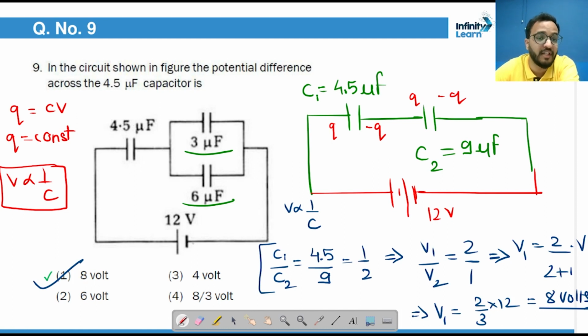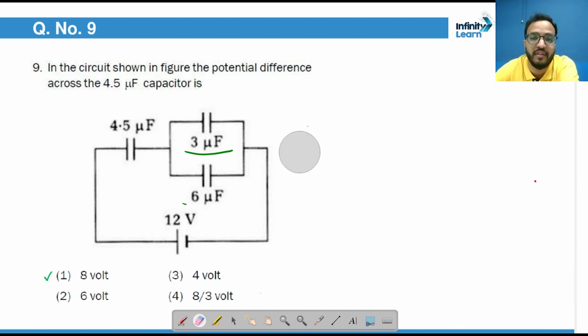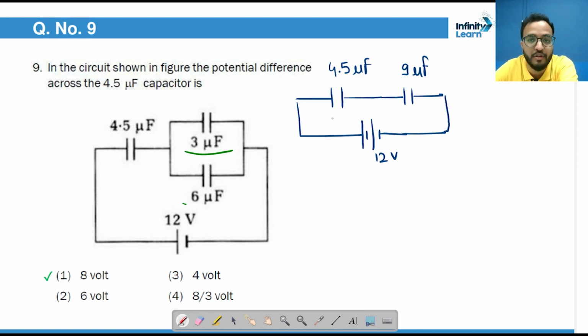And even after this, if you don't want to go with this method, you want to go with the absolutely natural method. Suppose you don't want to do any of this stuff. You want to say, no, sir, we will go with the absolute natural method. So what is the natural method? See, you will say, sir, this is 4.5 microfarad, this is 9 microfarad, right? This is 12 volts. What do you need? You need the potential drop here. So first you need to find out C equivalent.